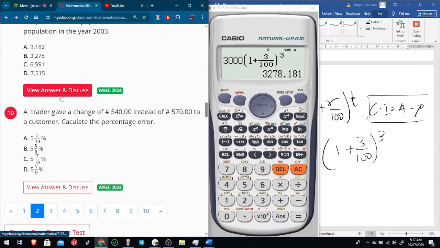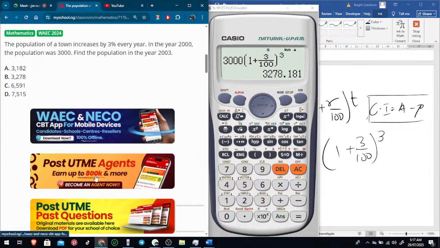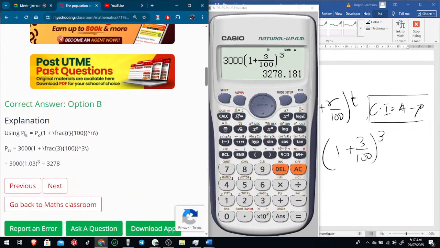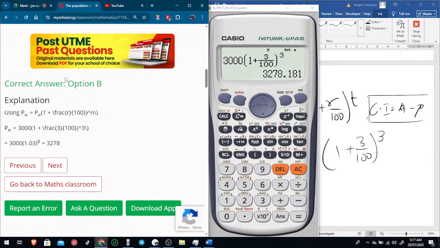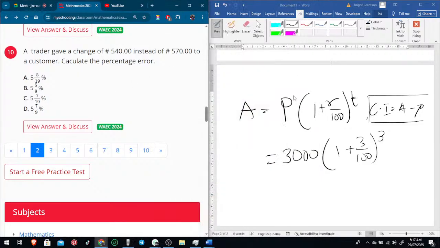Let's go look at the answers. So that's it. Pn equals P0 times 1 plus a fraction of R over 100 exponent n. So you have your calculator. Now, this is where the trader gave a change of 540. The hashtag is a currency, it can be any currency. Instead of 570 to a customer, calculate the percentage error.